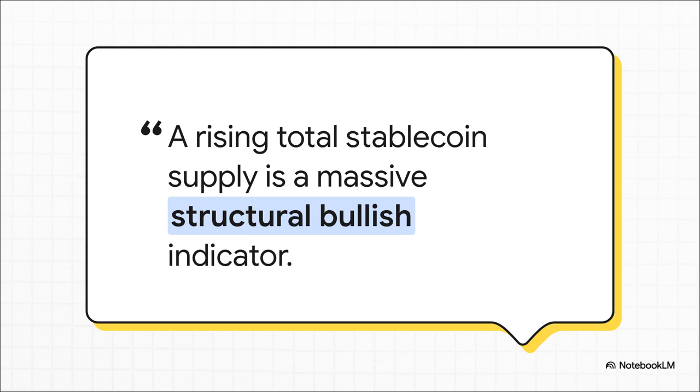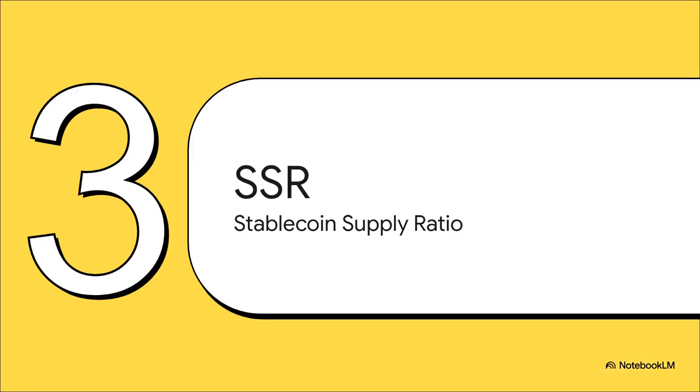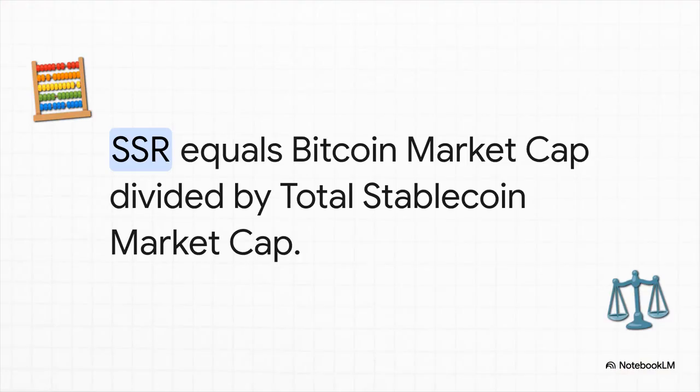It's brand new capital walking right through the front door, looking for a place to sit. It is without a doubt the ultimate leading indicator of purchasing power. Which brings us to section 3, SSR, the Stablecoin Supply Ratio. The math on this one is incredibly simple, but what it reveals is just profound.